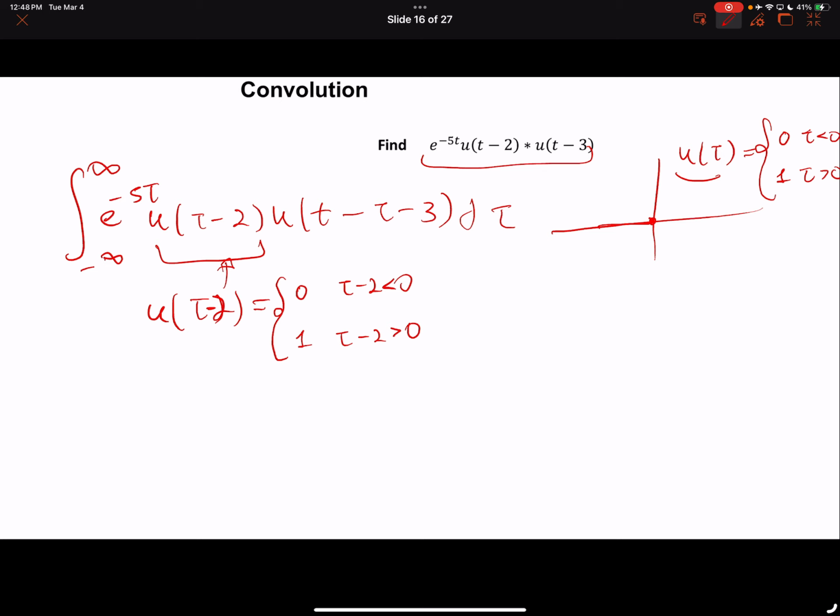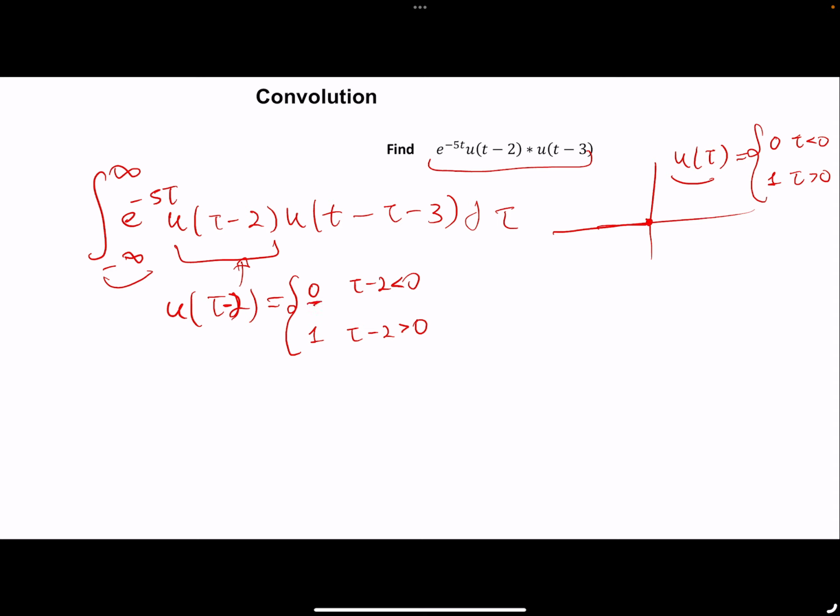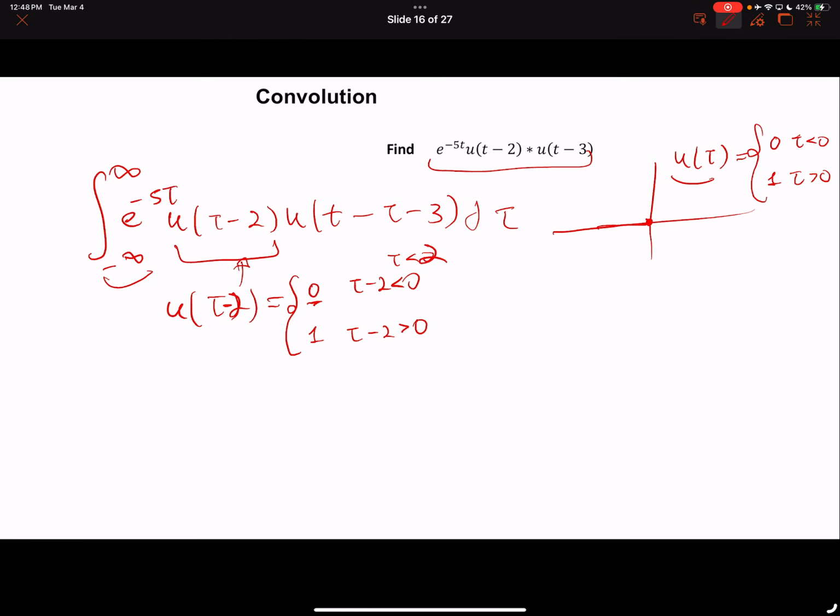So how many of you think the lower limit should be 0? 1, 2, okay. Yeah, so it's 2. Since this thing is 0 whenever tau is less than 2, this whole product is going to be 0 for any value less than 2, so I can just replace this lower limit with a 2.